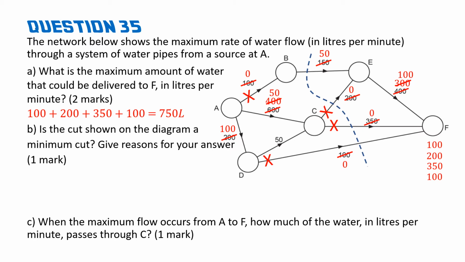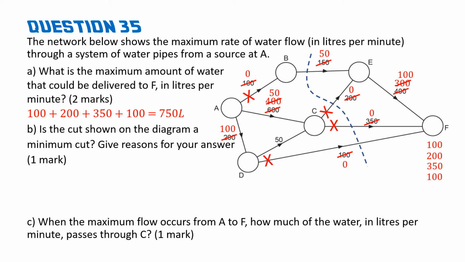Part B is the cut that's shown in the dotted blue line on the diagram, a minimum cut. So remember our rules for minimum cuts. If it's the smallest possible number that I can get by doing a dotted line through our network, that represents the maximum flow I can get through. So if that blue line, for example, is 750, well then yes, it's a minimum cut. If it's not 750, well then it's not a minimum cut.